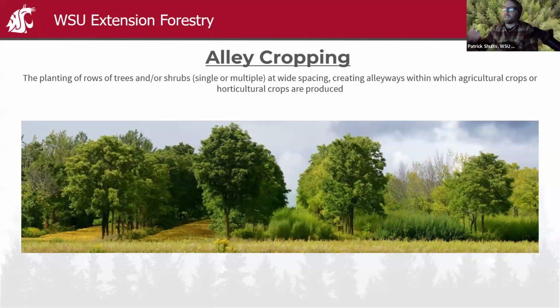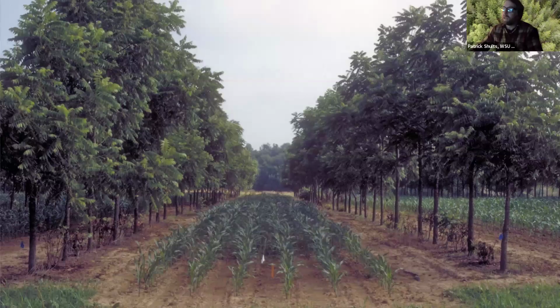So alley cropping is the next one. If you think about windbreaks, windbreaks and alley cropping are both what we would call tree intercropping. Except that with alley cropping, the rows are much tighter, but still wide enough to create an alleyway that you can grow agriculture or horticultural crops in between. So this is an example, a relatively common system actually in the Midwest, of black walnut and corn.